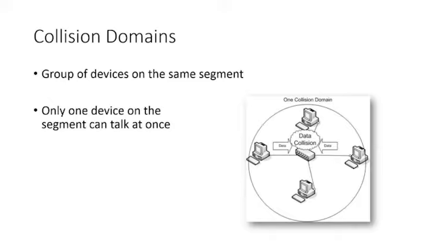Now, a collision domain is a group of devices on the same segment. Every port on a switch is its own segment. So that's why I can say that every port on a switch is going to be a collision domain. Inside that collision domain, only one device on the segment can talk at once. On a hub, the whole hub is a segment, all right? No switch. So everything coming off the router is the segment. On a switch, every wire coming off of a port is a segment, its own collision domain.